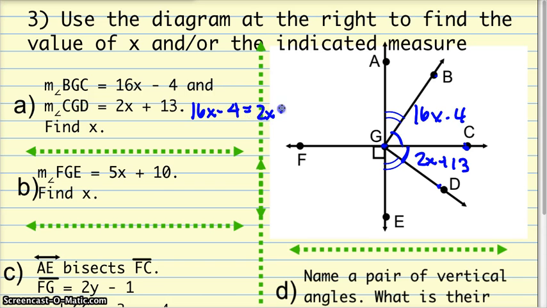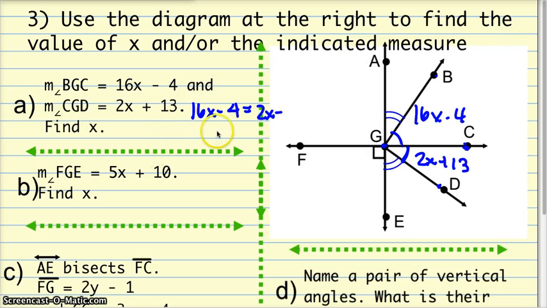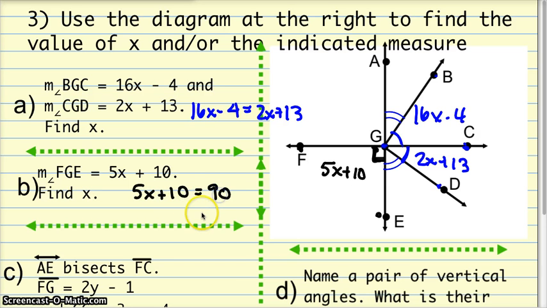For sake of time in my video, I'm not going to solve. You guys are capable of solving that on your own. And I think it actually gives us a decimal anyway. So you can solve on your own. Letter B, it says the angle FGE is 5x plus 10. If you notice, there's a 90-degree marking here. That's me telling you that this is a right angle. So given that you know it's a right angle, you know that this 5x plus 10 needs to equal 90 degrees. And again, you can go ahead and find x.